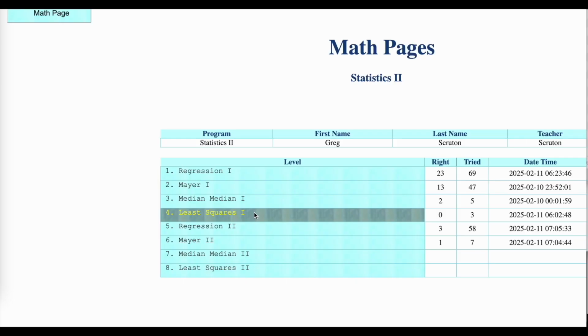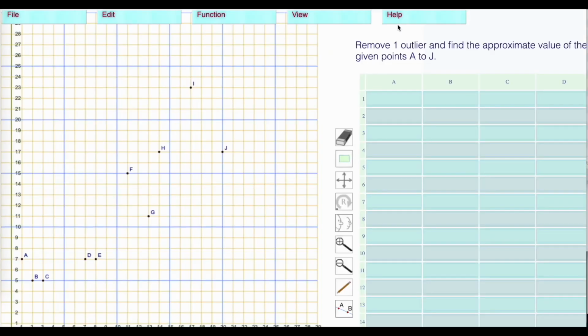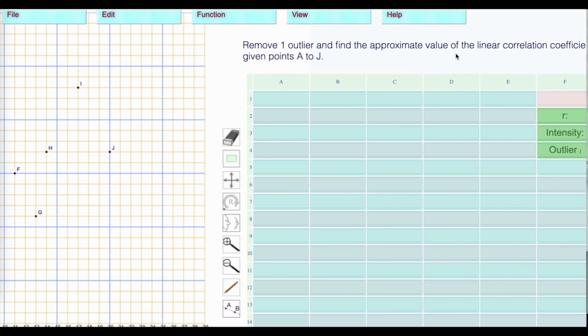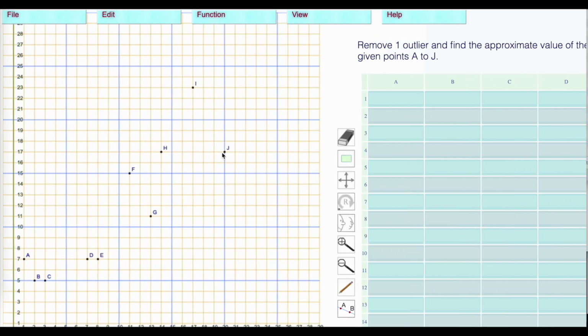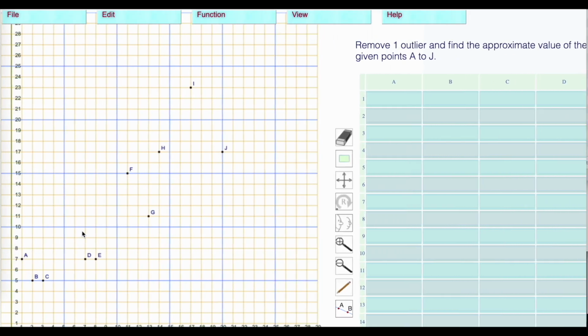Let's go and look at regression 2. Remove one outlier and find the approximate value of the linear correlation coefficient. When you go to make your rectangle of best fit around your data points, you're going to find that one of the points just sticks out, doesn't fit with the others. That's your outlier, or two of them, and it'll be your two outliers.